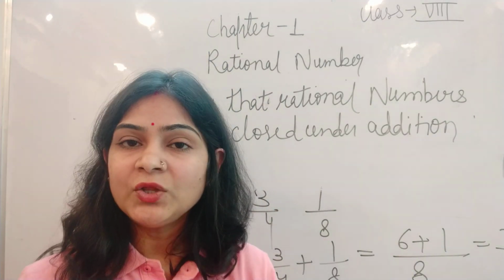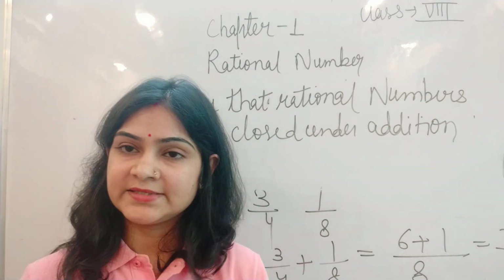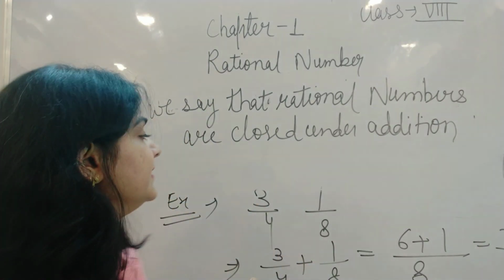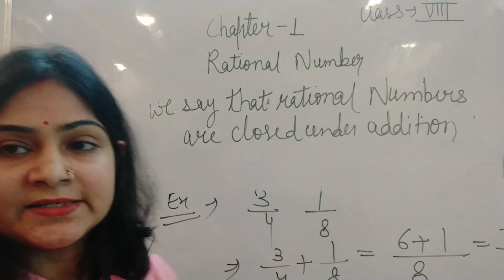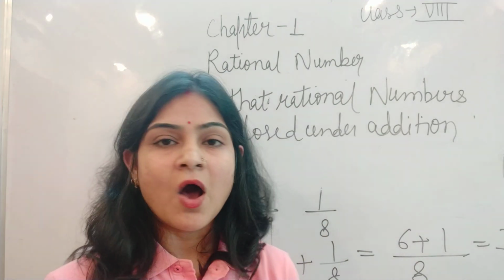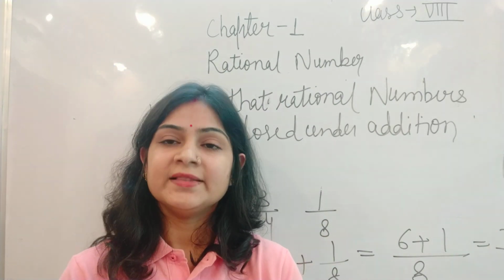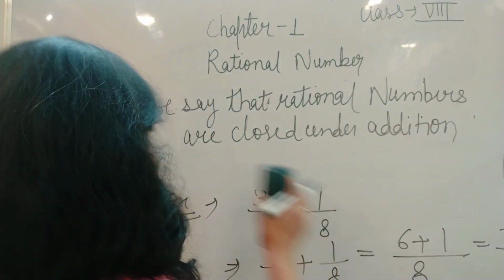If we take any two rational numbers, their sum should always be a rational number. Then we say that rational numbers are closed under addition. Now we will discuss this property in the second operation, that is subtraction.